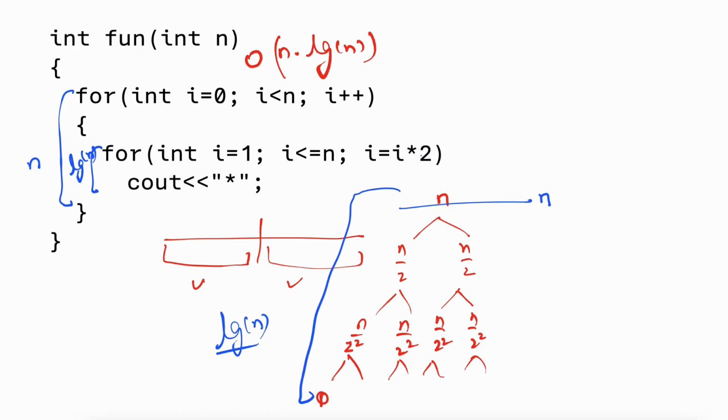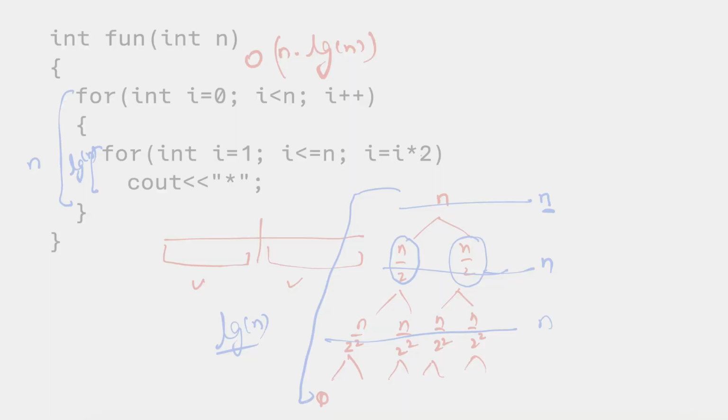At every level, we are taking n time to break up that array into two parts. So at the first level, the total time taken will be n. At the second level, we will be taking n by 2 time to break this subarray, and n by 2 time to break this subarray. So the total time taken at this level is also n. Similarly, the total time taken at this level is also n. At every level, we are taking n time, and there are total log n levels. It means that the total time complexity is n log n.